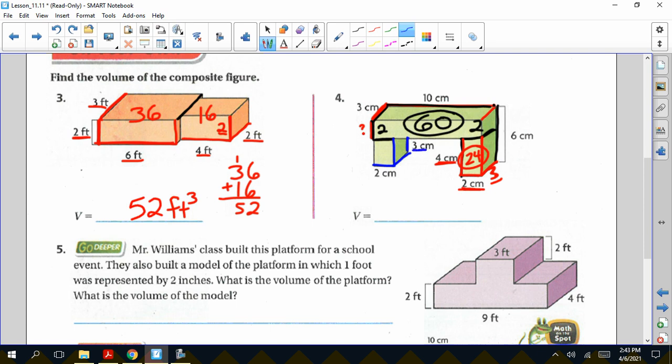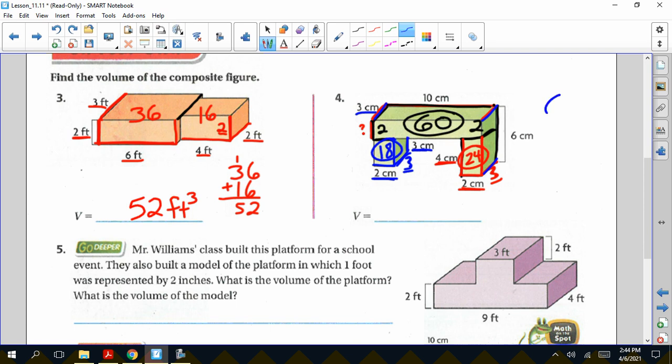So our height is 3, our length is 2, and again we have to find the width. Well, the width is going to be the same all the way around. So the width is 3 centimeters. 3 times 3 is 9, times 2 is 18. The smaller leg has a volume of 18 cubic centimeters.